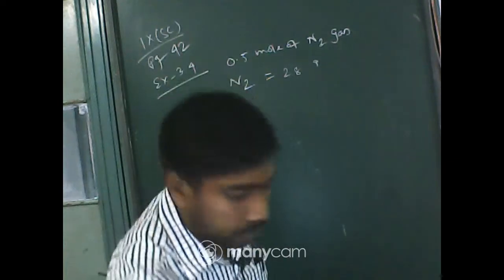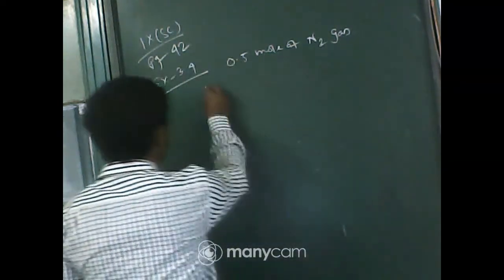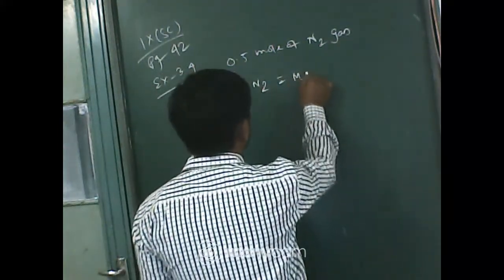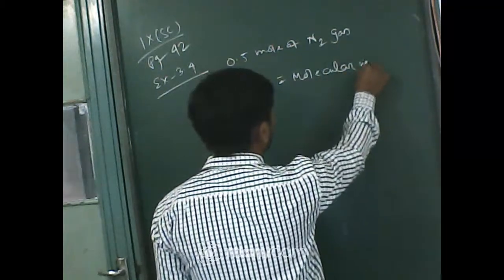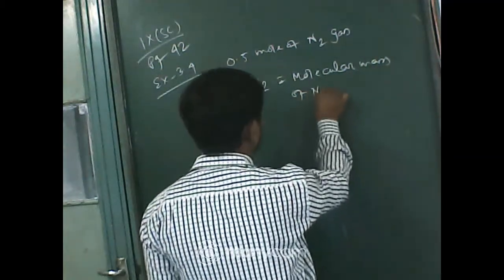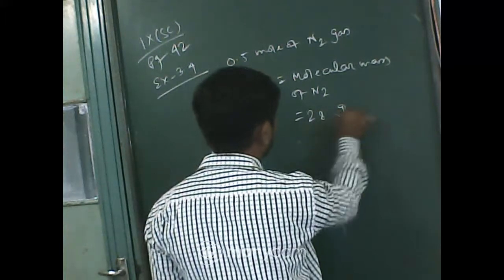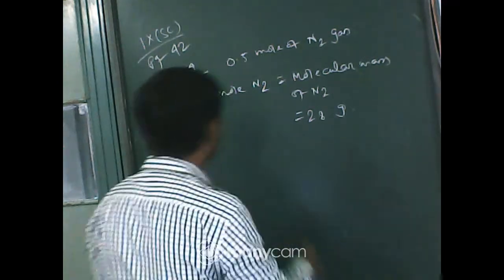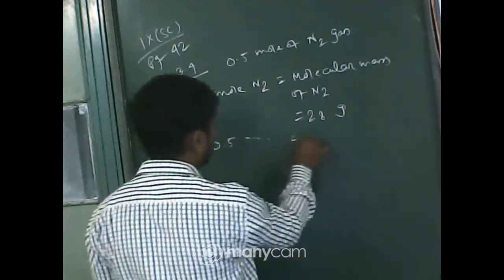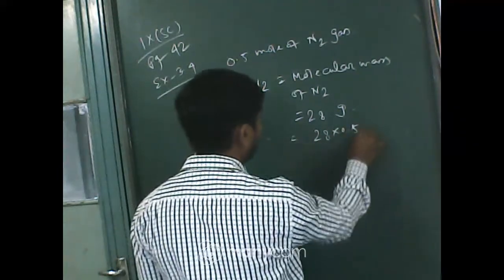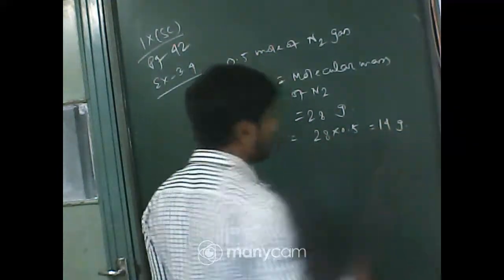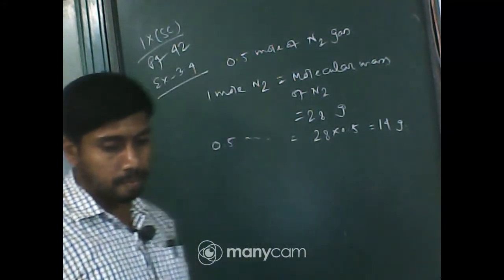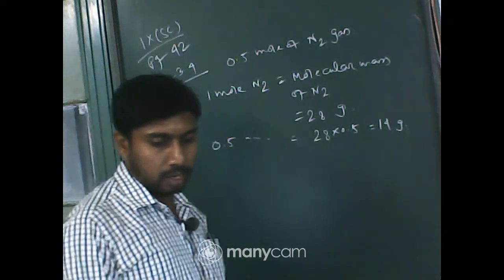So, 1 mole of N2 is equal to the molecular mass of N2, that is 28 gram. Clear? Now, 0.5 mole of N2 is equal to 28 into 0.5, that is equal to 14 gram. Easy. Clear? Clear up to this?